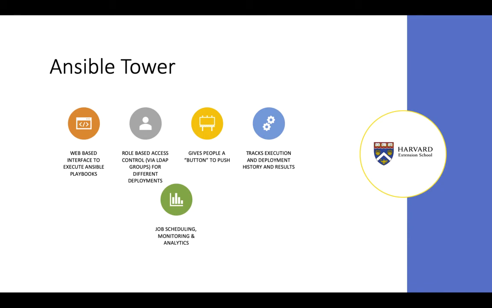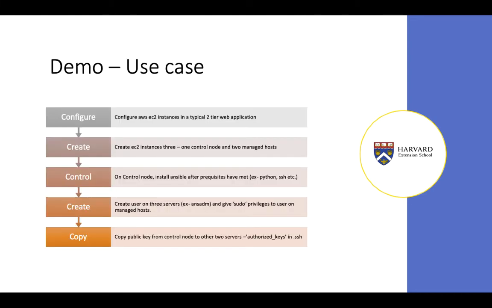Ansible Tower is a production ready solution which we are not going to use in the demo. We are going to use the Ansible engine, which is more command level. Ansible Tower is an enterprise ready solution for production workloads. You can use it web based, with role based access control, along with job scheduling, analytics, and so on.